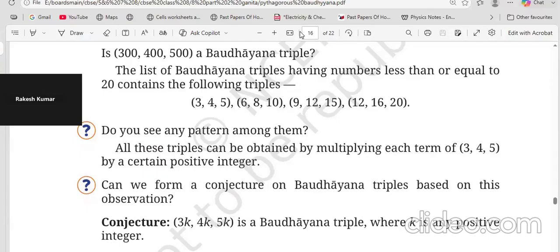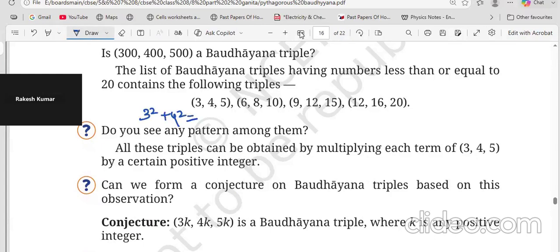These are Pythagorean triples. That means 3 squared plus 4 squared is equal to 5 squared. So that is 9 plus 16 is equal to 25. What does this mean? This also means that 6 squared plus 8 squared is equal to 10 squared. That means 36 plus 64 is equal to 100. But there is also a connection between this and this.